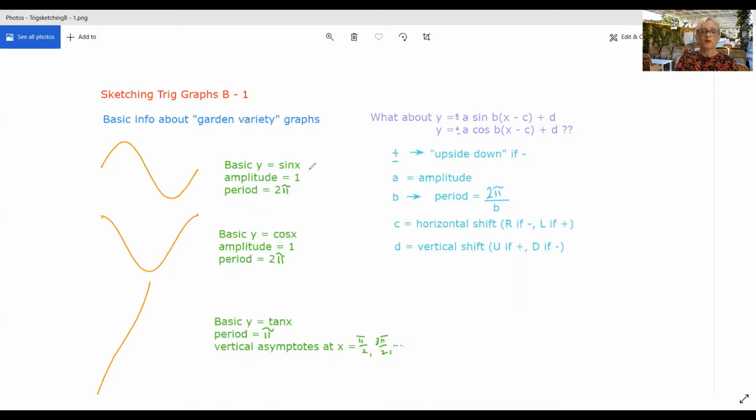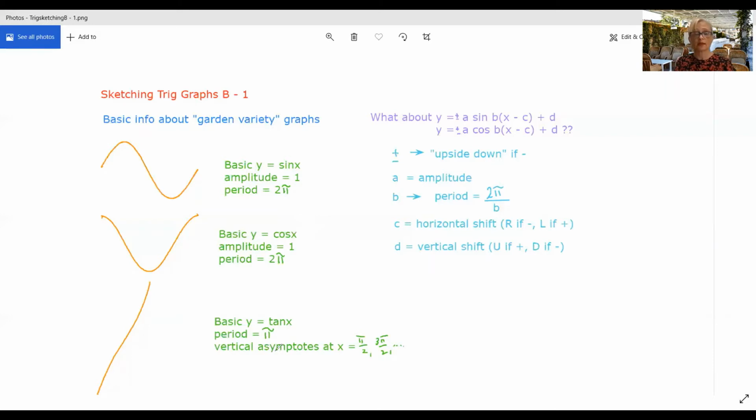For your y equals sine of x, just your garden variety one, the amplitude is 1 and the period is 2 pi. Same for cos of x, same period, 2 pi, same amplitude. For tan, we said that it didn't really make sense to talk about an amplitude because, of course, it's heading up towards infinity and down to negative infinity. However, the period for tan is pi.